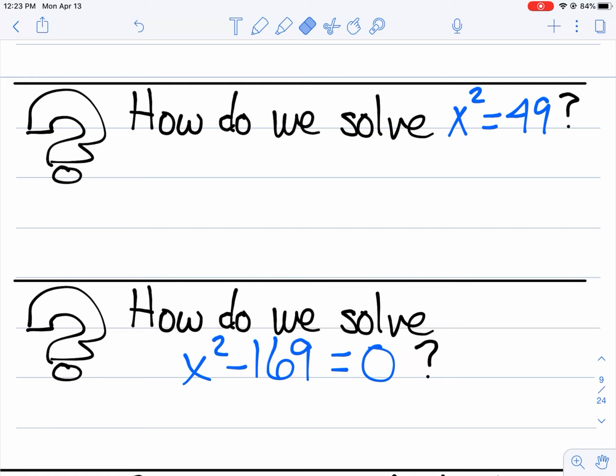So, I have two equations for you here. I'm going to solve the first one with you, and then I'm going to give you a chance to solve the second one in a second. On the first one, you can probably already tell what the two roots to the equation are going to be. Of course, the two numbers that you square to get 49 are 7 and negative 7.